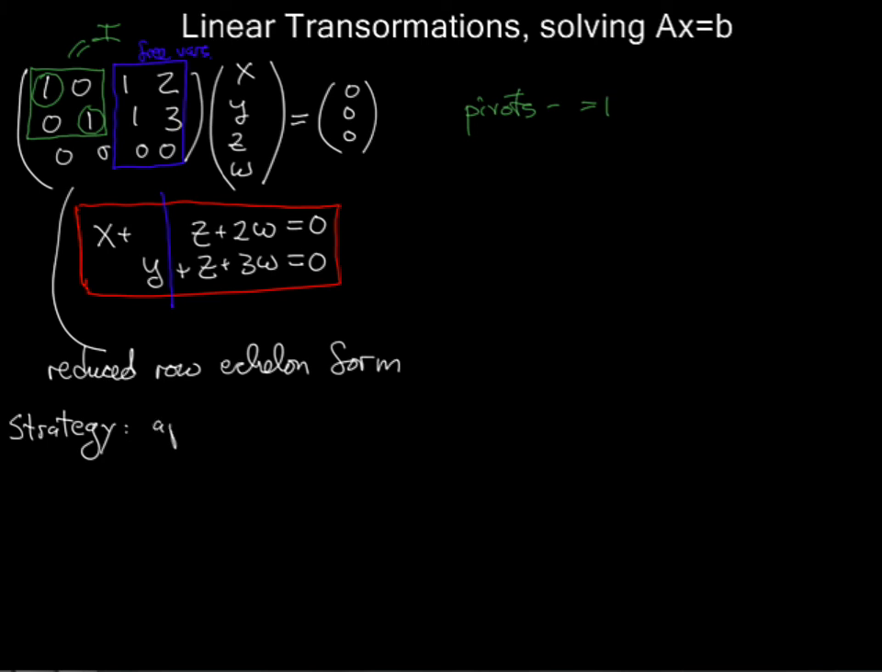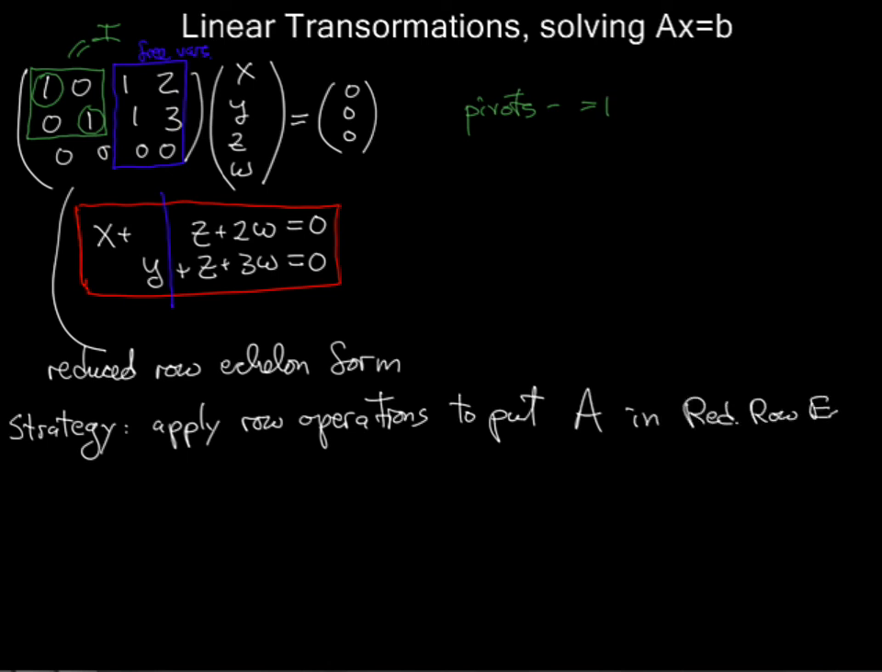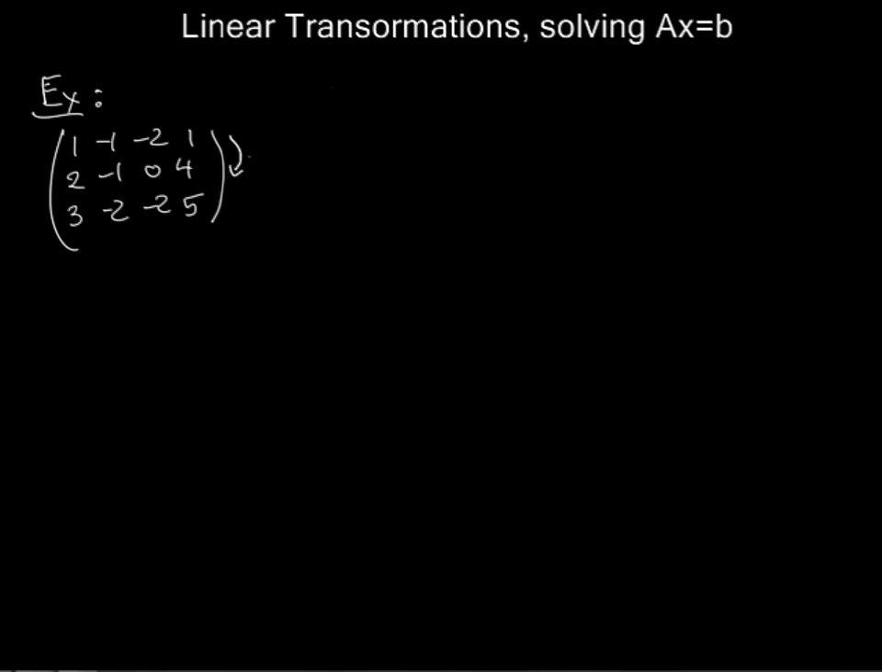So the strategy is going to be to apply row operations. If you're given an equation, apply row operations to the matrix A and try and put it into reduced row echelon form. And if you can do that, then you can see what all the solutions are, what the dimension of the space of solutions is, and so on. So let's look at an example.